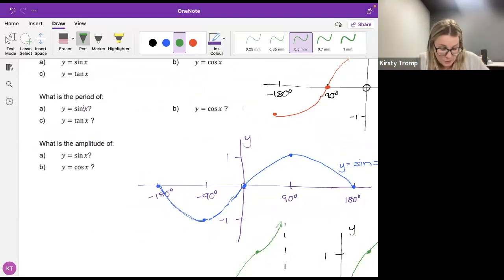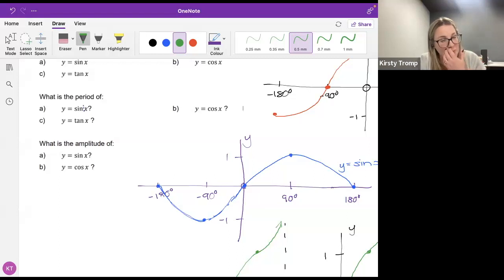All right, what is the period of y is equal to sine x? Who can tell me, what does it mean when they ask you for the period? What are they asking for when they're asking about the period of a graph? Somebody's saying the coordinates. Somebody's saying the time. Anyone else who wants to explain it? All right, the way it slopes, okay?